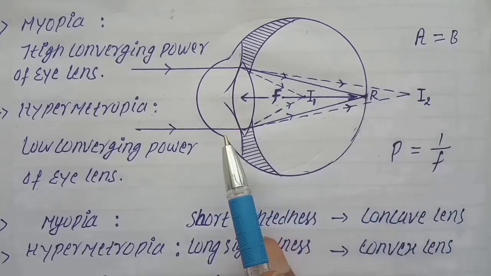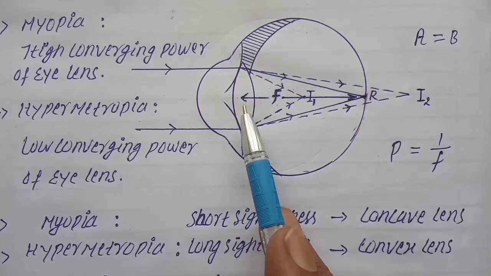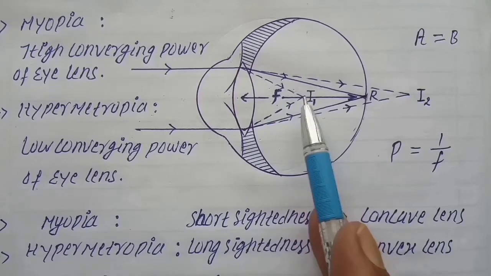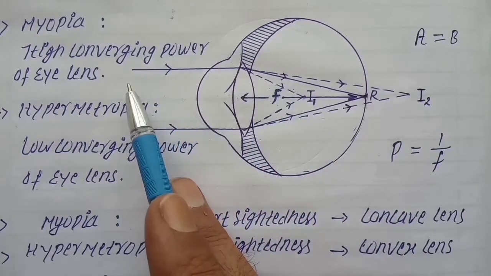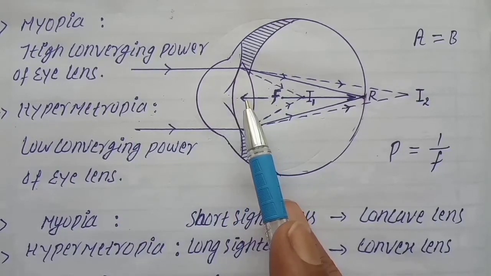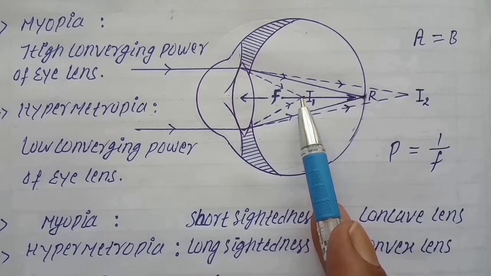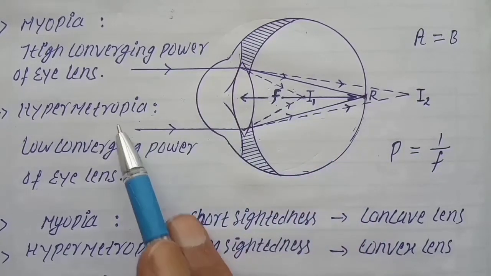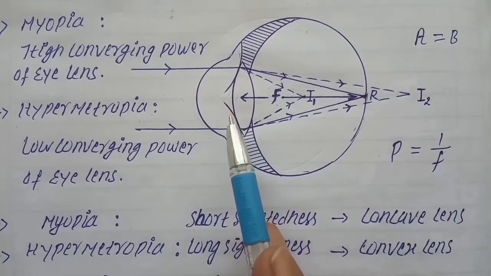Also we can recognize the defect on the basis of focal length and curvature. When curvature increases, size of lens decreases, focal length decreases. If focal length decreases, then power increases, means high converging power, myopia. When the curvature of lens decreases, then size of lens increases, means focal length increases. If focal length increases, then power decreases, means low converging power, hypermetropia. So we can recognize the defect like this. So let me see.